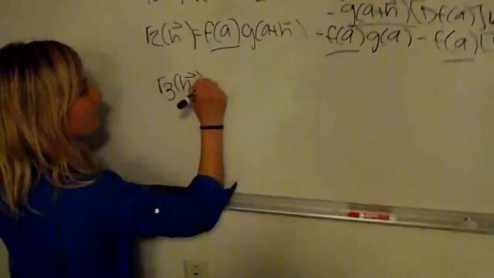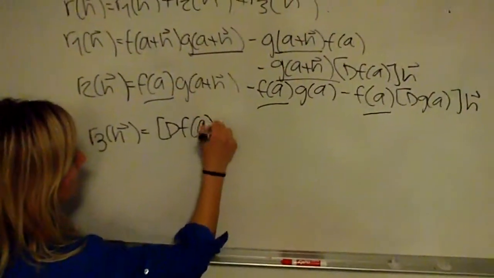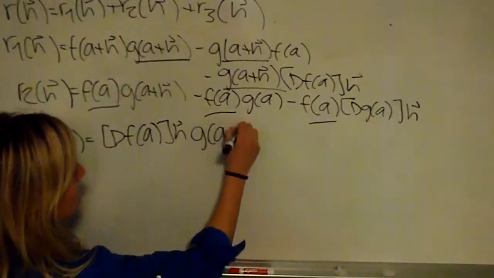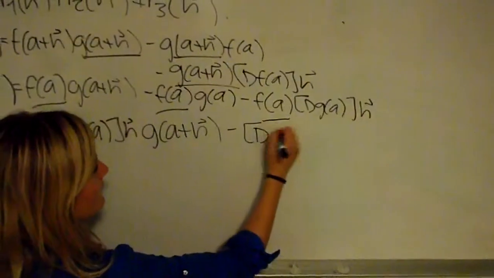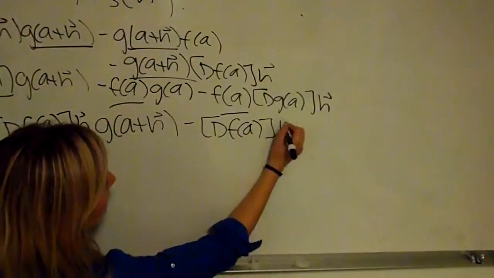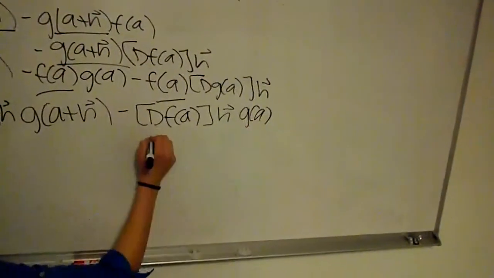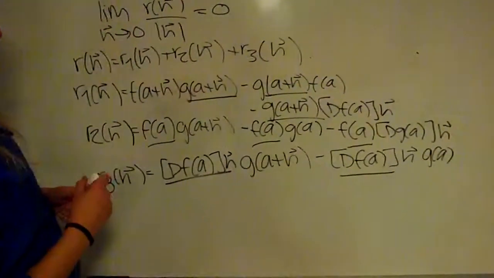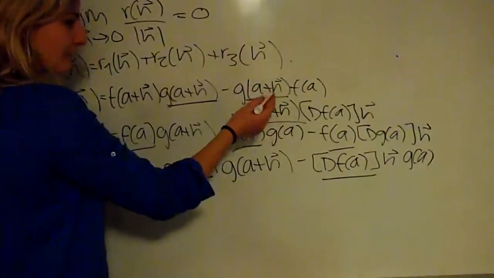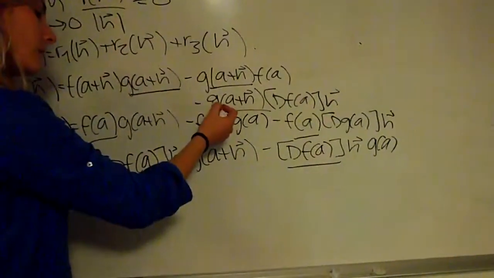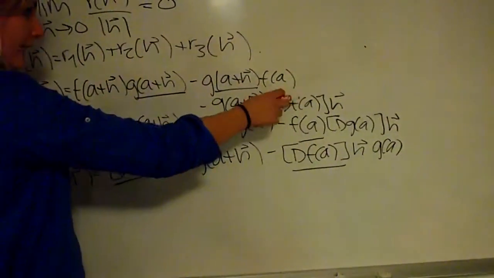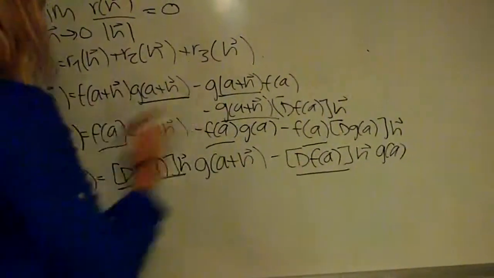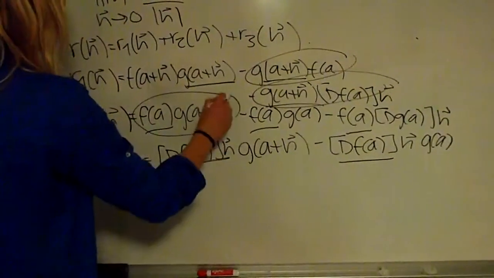Our third remainder is equal to minus... in this case, our common factor is the derivative of f at a. And then what we did in this case is we added in the function g of a plus the increment vector, times f of a, and g of a plus increment vector h, and the directional derivative of f at a. We subtracted it here, here and here, and then we add it back in here and here.